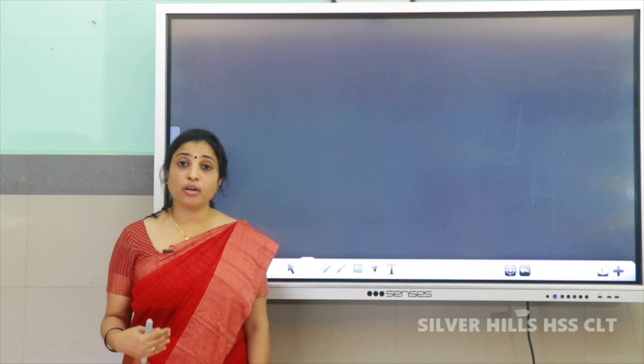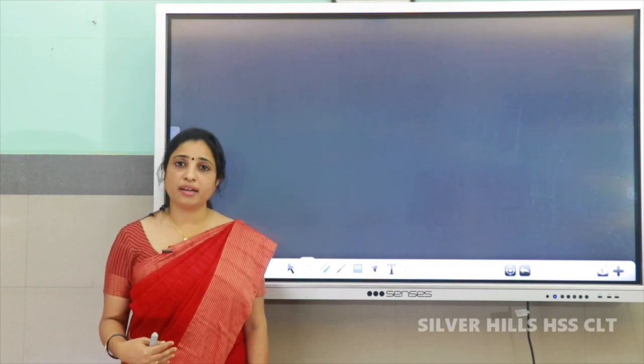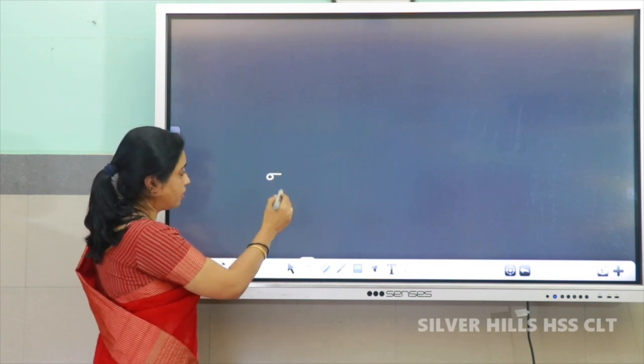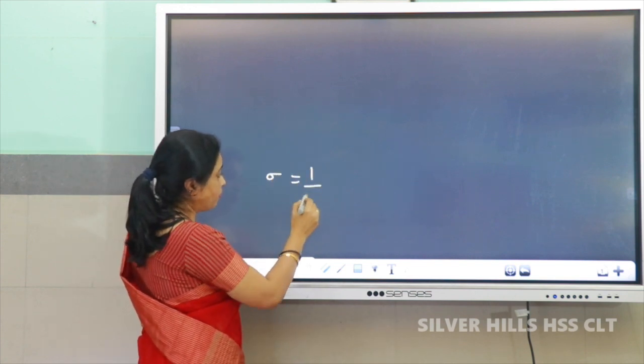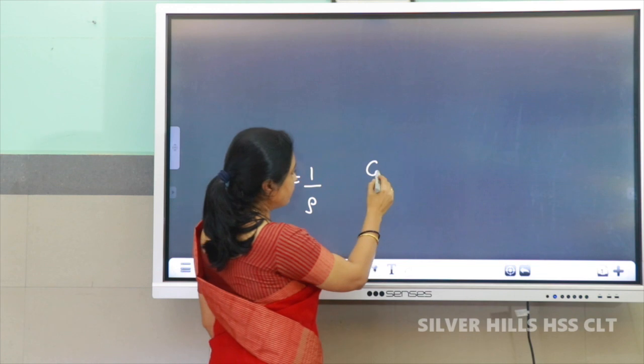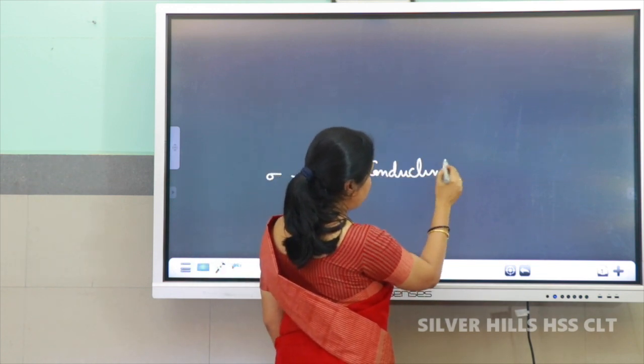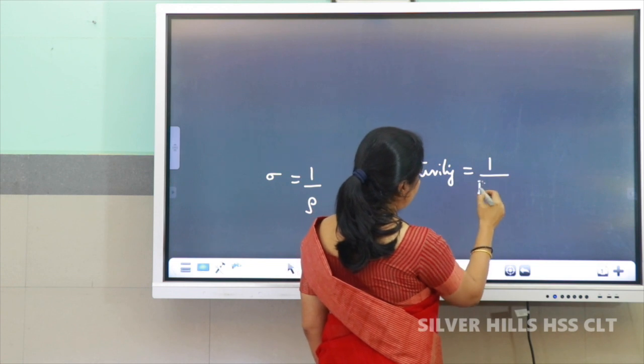The reciprocal of resistivity is what you call as conductivity. It is denoted by the letter sigma. So sigma is equal to 1 by rho. That is, conductivity is equal to 1 by resistivity.